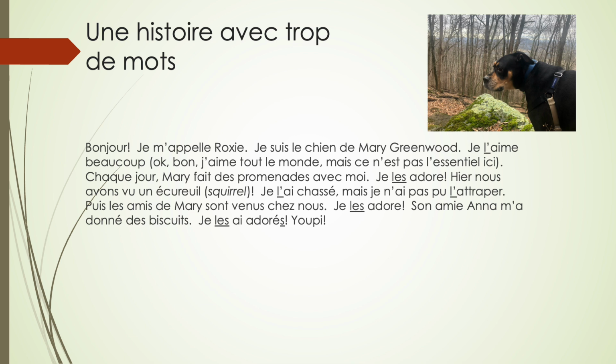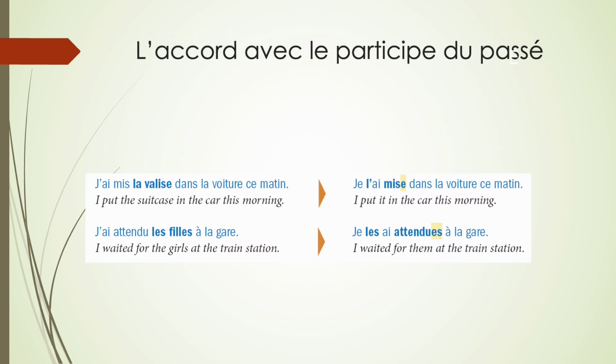Youpi! So let's talk a little bit more about this past participle agreement. Let's look at an example where the direct object comes after the verb. J'ai mis la valise dans la voiture ce matin. I put the suitcase in the car this morning. Because la valise comes after the verb, we don't need to change this past participle mis. It can just be its normal self.